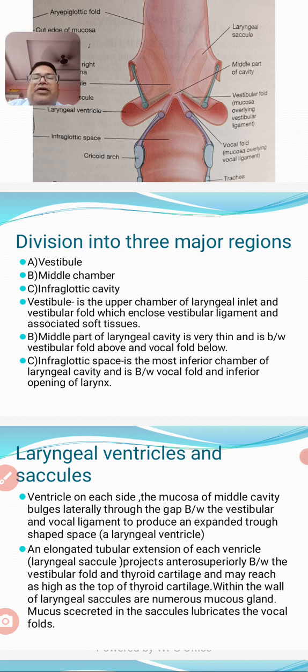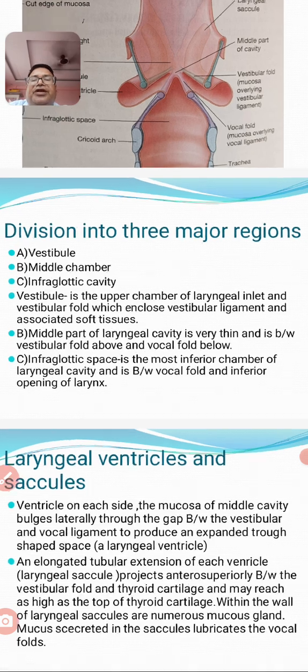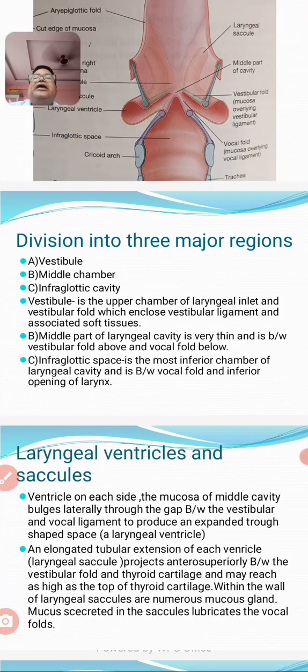The infraglottic space is the most inferior chamber of the laryngeal cavity and is between the vocal fold and the inferior opening of the larynx. That is the infraglottic space. The vestibule of the larynx, the middle chamber, and the infraglottic space, the most inferior chamber of the laryngeal cavity between the vocal fold and the inferior opening of the larynx.